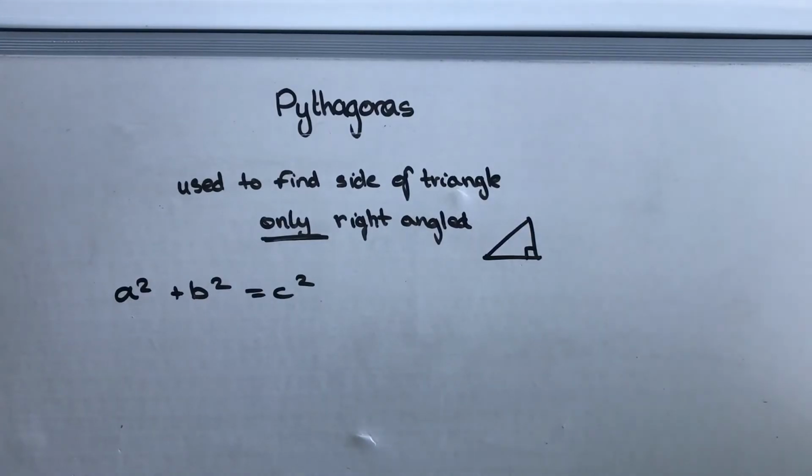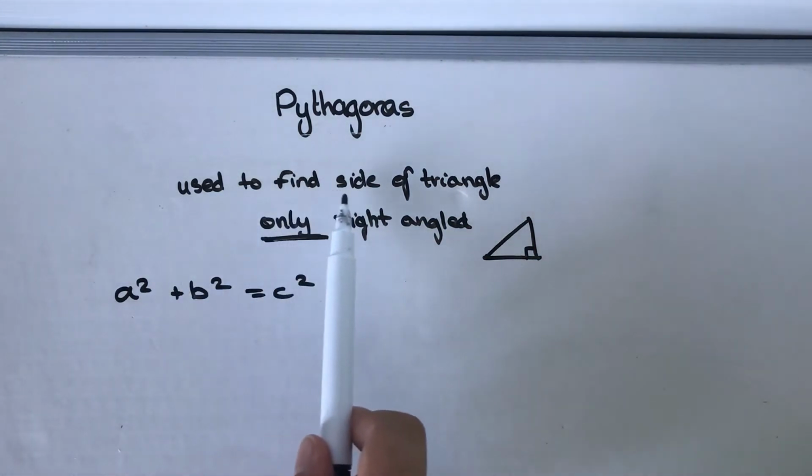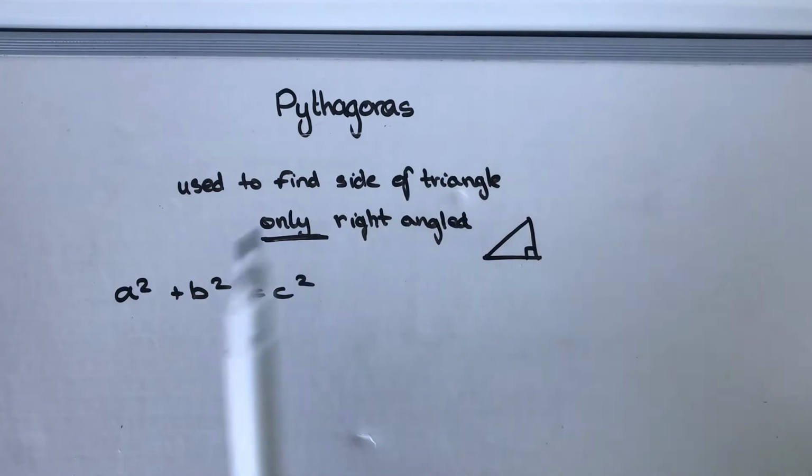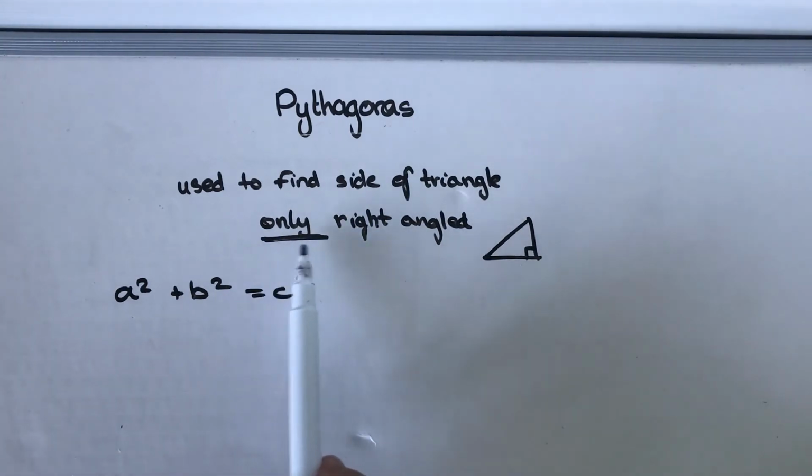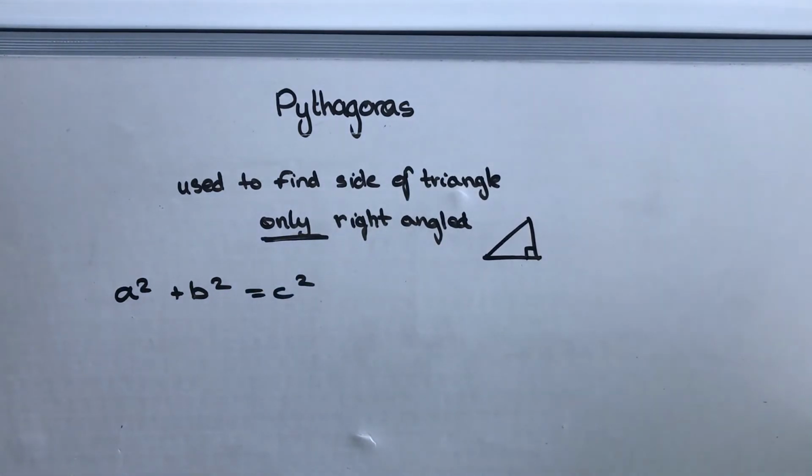In this lesson, and in this video, we're going to be looking at the Pythagoras Theorem. It's used to find the missing side of a triangle, and we must remember that it's only for a right-angled triangle. You must take that into account. It does not work for any other triangle. So what exactly is the Pythagoras Theorem?